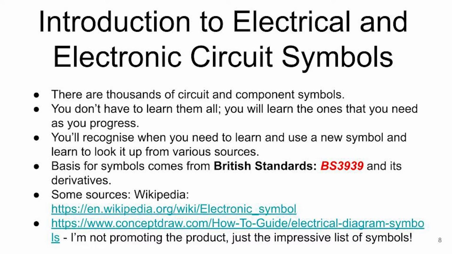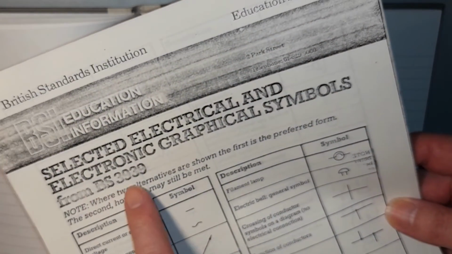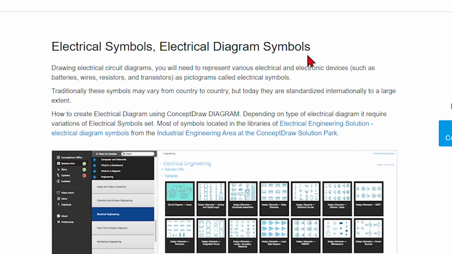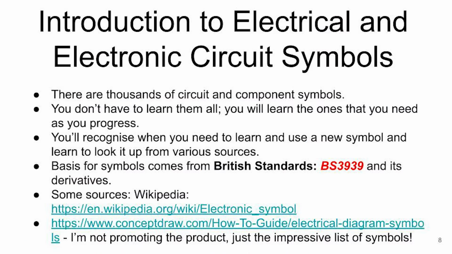You don't have to learn them all. You will learn the ones that you need as you progress. You'll recognize when you need to learn and use a new symbol and learn to look it up from various sources. The basis for symbols comes from British Standards BS 3939 and its derivatives, and I have a copy of it here. Some other sources include Wikipedia, and I've got this website here, conceptdraw.com. I'm not promoting the product, it's just the impressive list of symbols that it has on its webpage.